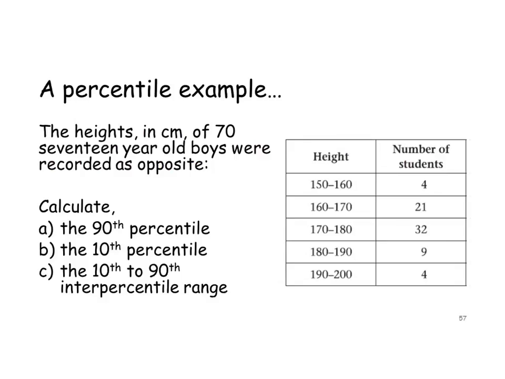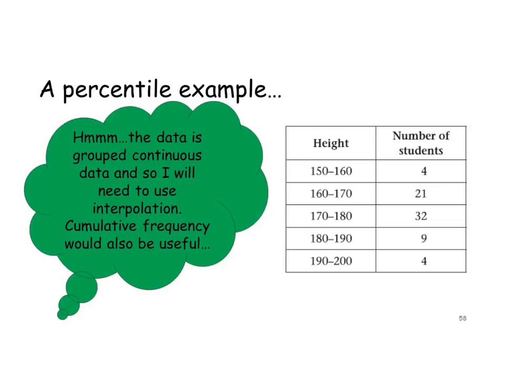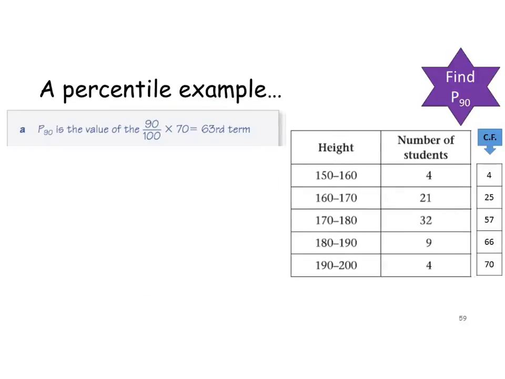Let's do an example. The heights in centimetres of 70 17-year-old boys were recorded in the table opposite. And we want to calculate the 90th percentile, the 10th percentile, and the 10th to 90th interpercentile range. So let's do the 90th percentile. But we notice that the data is grouped continuous data, so we will need to use interpolation, and cumulative frequency will also be useful. So let's add a column for cumulative frequency.